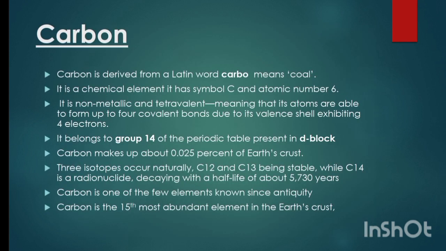Carbon. Carbon is derived from a Latin word carbo, which means coal. It is a chemical element. It has symbol C, atomic number 6, and its mass number is 12. It is non-metallic and tetravalent, meaning that its atoms are able to form four covalent bonds due to its valence shell exhibiting four electrons. It belongs to group 14 of the periodic table and it's present in the p block.